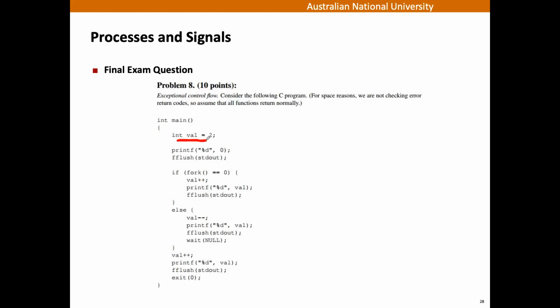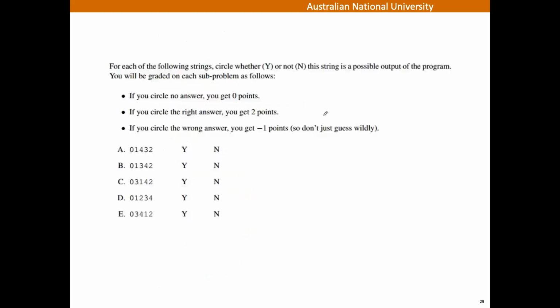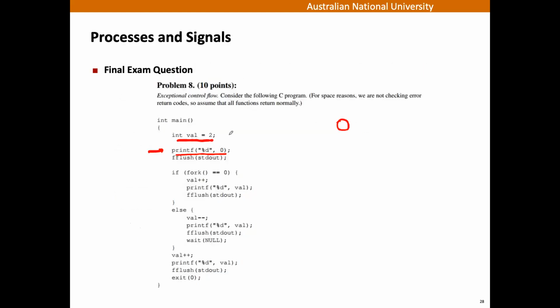So val is 2, and then we are saying printf 0. So the first thing that is printed is 0. If you ever see an output that starts with 1 or 2 or 3, you know that that is not possible. Here we don't have that. So the first thing is 0. Who will execute this, parent or child? Who gets 0 from fork? This is child and this is parent.